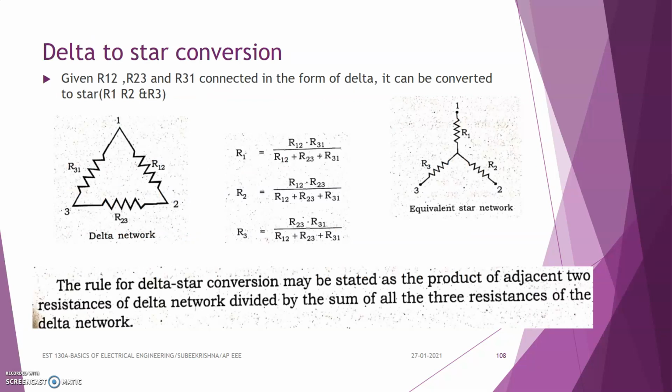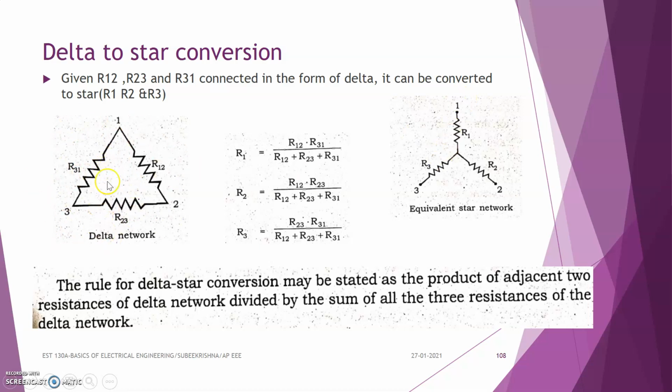First one is delta to star conversion. Here in this figure, R12, R23 and R31 are the resistors. They are connected in the form of a delta. This is the shape delta. So the 3 points are 1, 2 and 3. The resistance which is connected in between 1 and 2 is R12, 2 and 3 is R23 and 3 and 1 is R31. And we have to convert this delta network into the corresponding star.